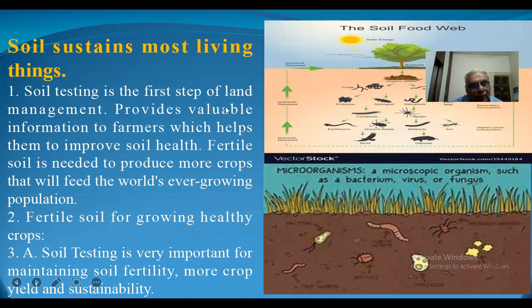Soil sustains most living things. Soil testing is the first step of land management and provides valuable information to farmers, which helps them improve soil health. Fertile soil is needed to produce more crops that will feed the world's ever-growing population. You know that in 2050, the population of the world will be about 9 billion. So for that, we have to increase crop productivity per unit area and time. Fertile soil is needed for growing healthy crops. Soil testing is very important for maintaining soil fertility, more crop yield, and sustainability.